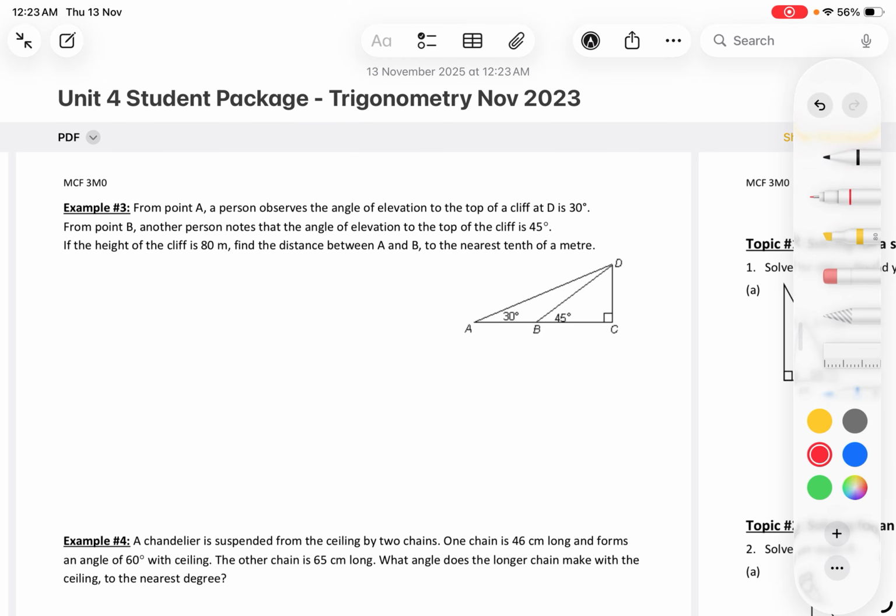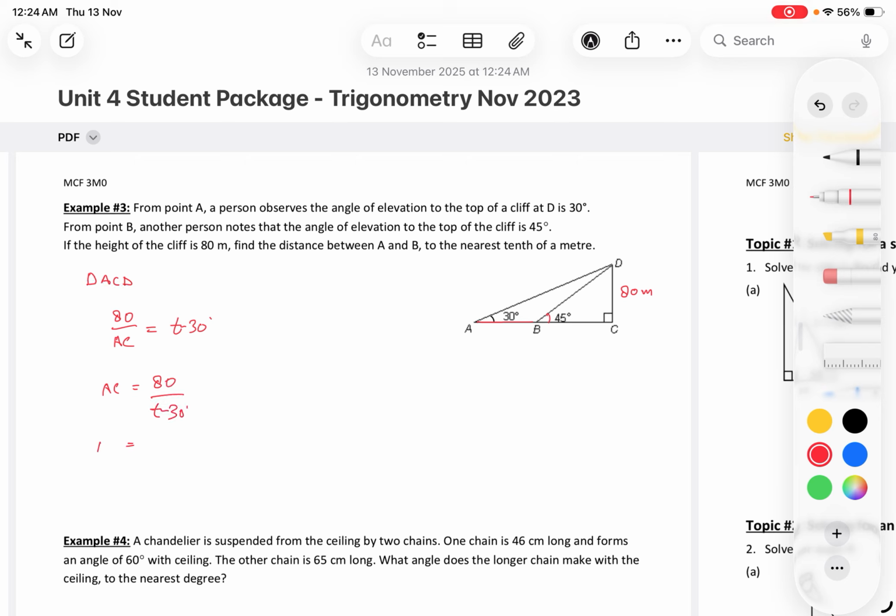Let us do this one. From the point A, a person observes the angle of elevation of the top of the cliff as 30 degrees. From a point B, another person notes that the angle of elevation to the top of the cliff is 45 degrees. If the height of the cliff is 80 meters, what is the distance between A and B? So what you can see, you can use two right triangles. The first one is triangle ACD, and find AC from here. So 80 upon AC is equal to tan 30. So AC is equal to 80 divided by tan 30.